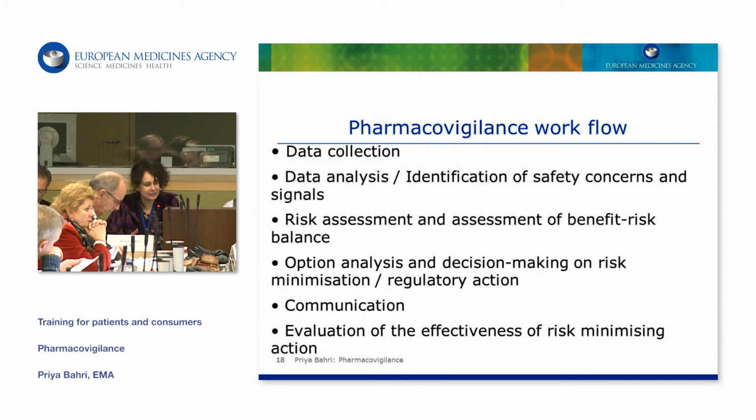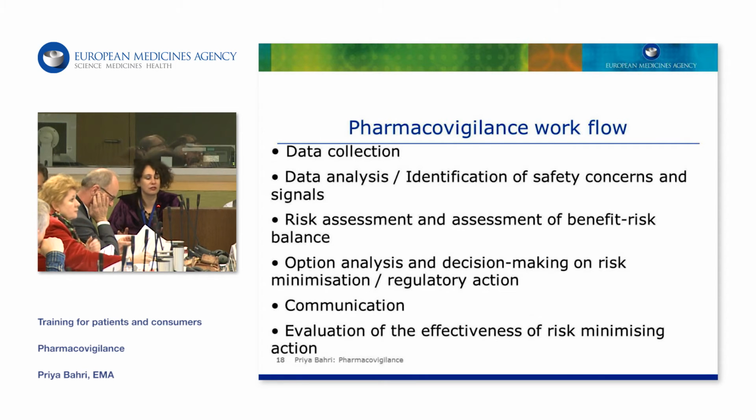Then they get analyzed. We look out for safety concerns and signals. The risks get assessed. Then there will be an assessment of the overall benefit-risk balance of the product, because depending on how big the benefit is, we could accept different risks. So, for example, if it's a medicine for a minor disease, which is self-limiting, your threshold for accepting any risk would be rather low. If you look at a cancer product where it's really a question of life and death, you might have a higher threshold for your risk acceptance.